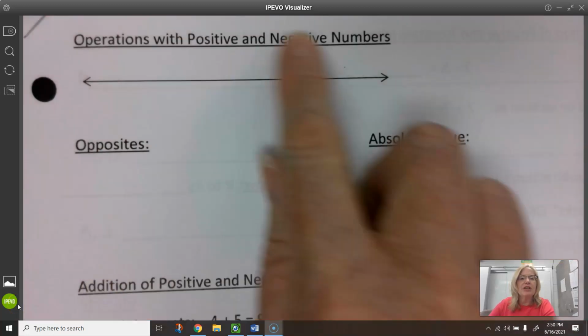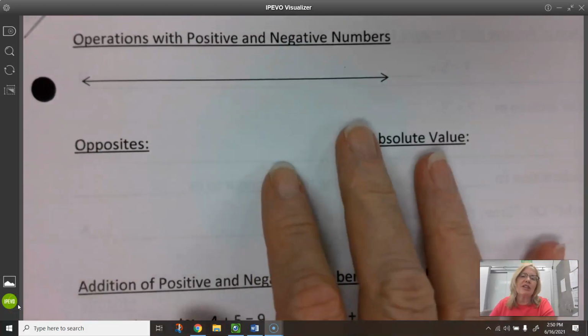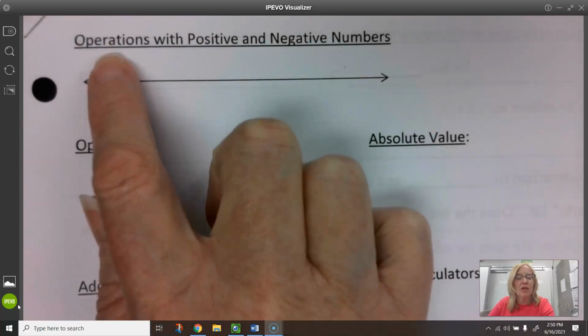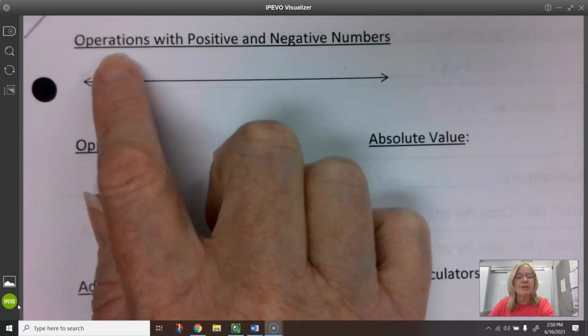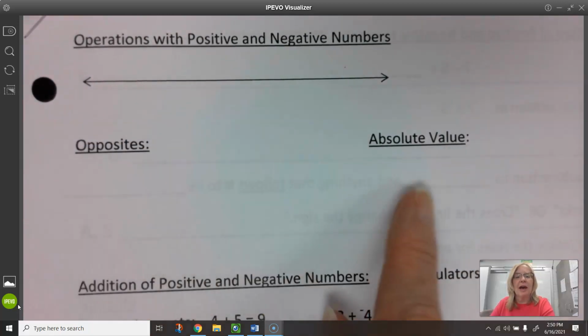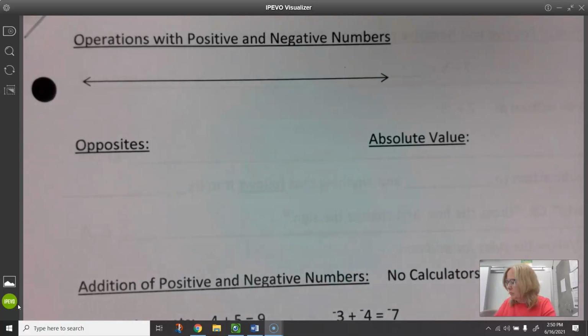Okay, so what I want to talk to you about first is just get some definitions down so we're all in the same place. So we're going to do operations. That's add, subtract, multiply, and divide with positive and negative numbers. A couple things that I'm going to be referring to: I'm going to be using some words like opposite and absolute value, and I want you to know what those mean.